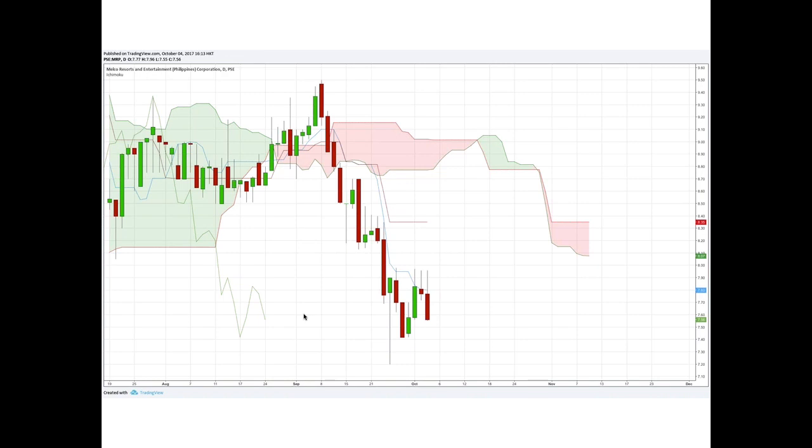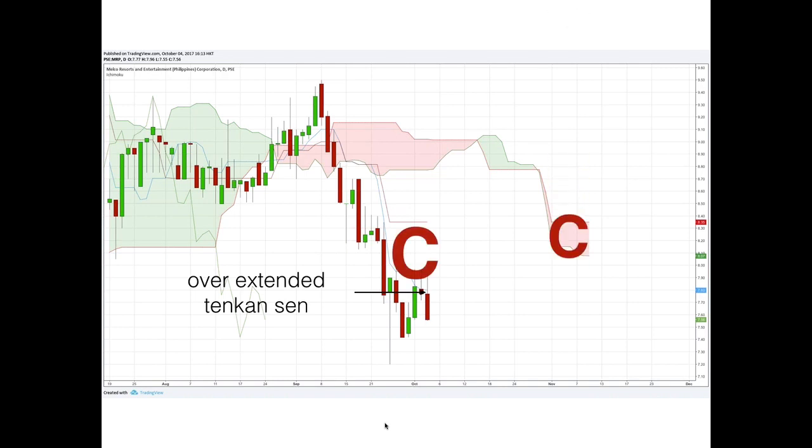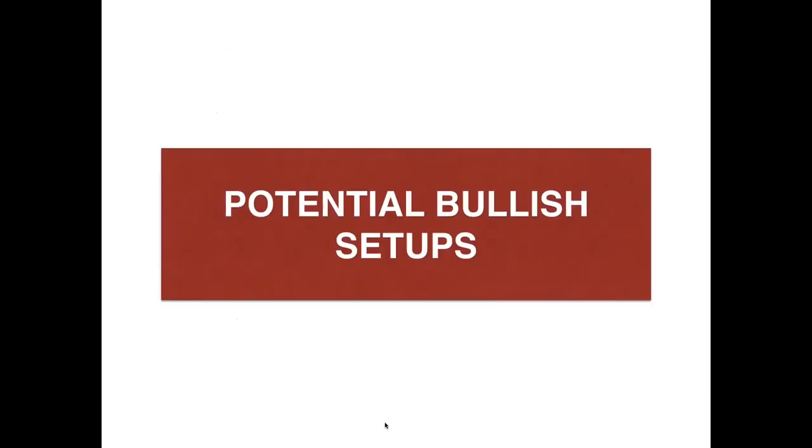MCP. This one also overextended its drop. So we might expect a bounce from MCP. This is the C. It can target this area here, to restore equilibrium. So what are our potential bullish setups? These are, again, probabilities, not certainties, okay? If it doesn't pan out, don't shoot the messenger.